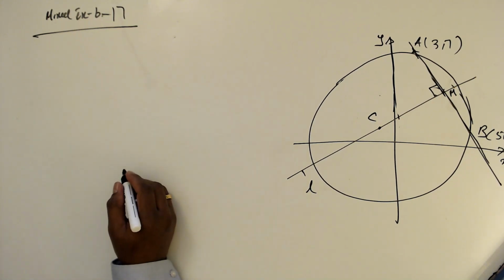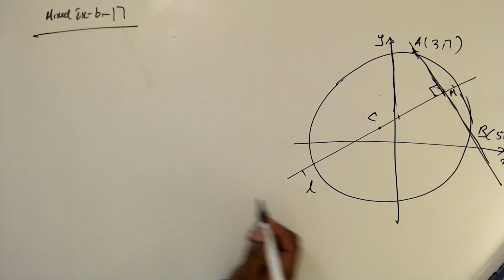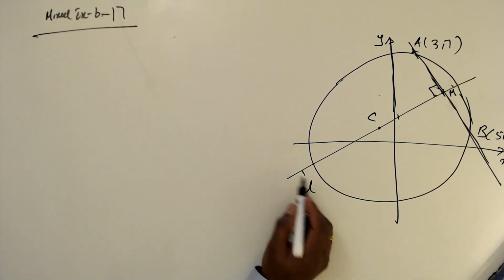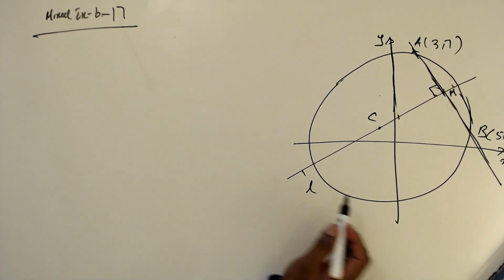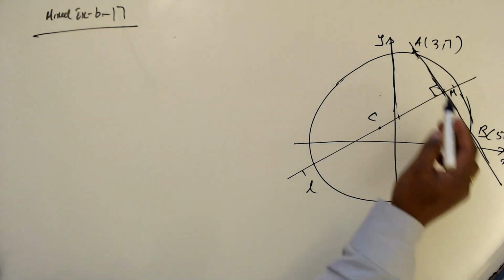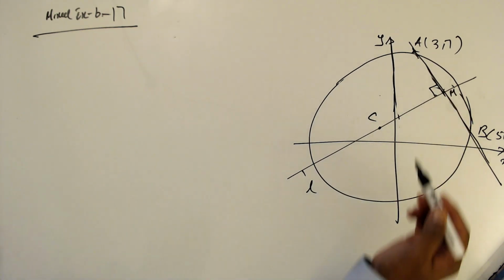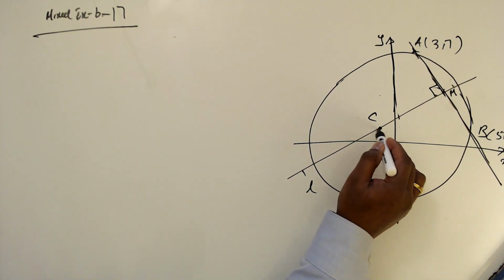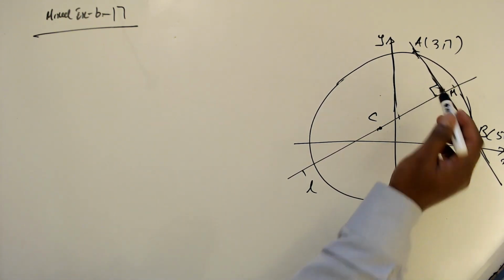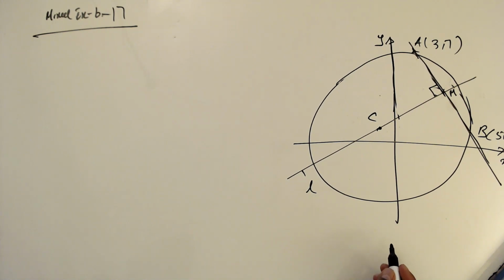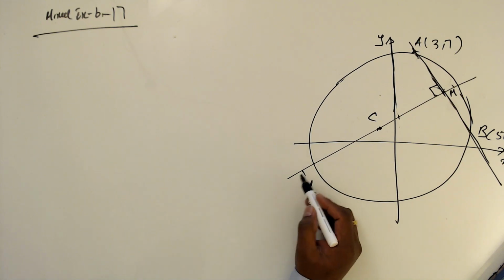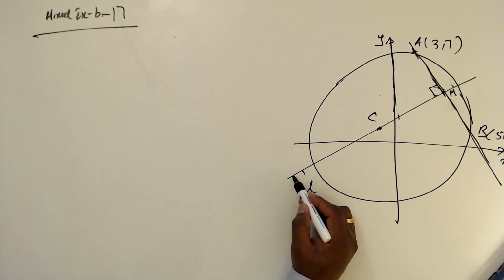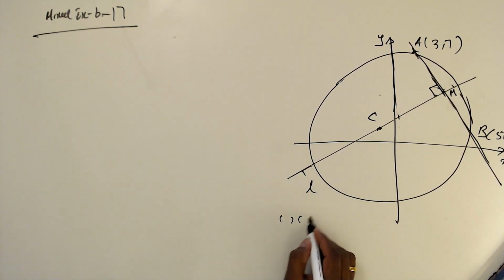Question number 17. We need to find the equation of L. This AB is a chord and M is the midpoint and it's going through the center C. So this is a perpendicular bisector. Basically, we want to find the equation of the perpendicular bisector. To find the equation of L, we need either 2 points or 1 point and a gradient.